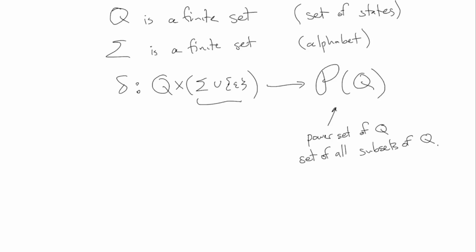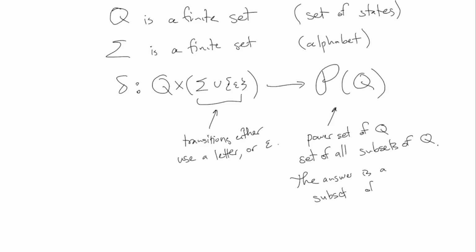All right. So this part indicates that transitions either use a letter or epsilon. That's what that little union in there means. The part that you put in that coordinate, in that part of the pair, this is a pair, a Q comma something else, it's either a letter or it's the empty string epsilon. And this big power set of Q means the answer is a subset of Q. That is, the answer is a set of states. It's not just a single state. It's a set of states.